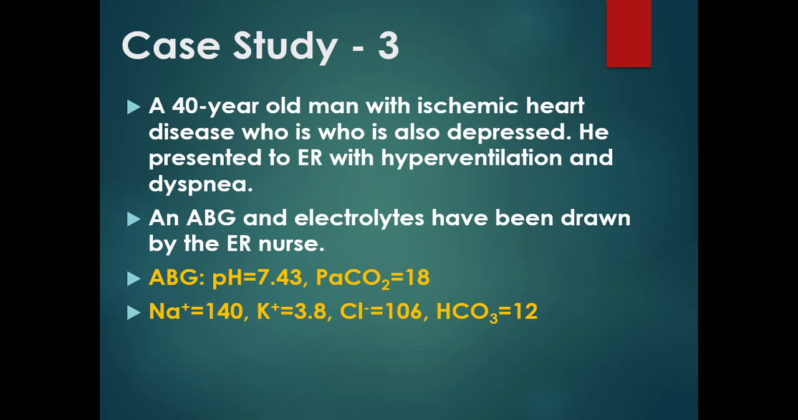Case study number 3. This is a 40-year-old man with ischemic heart disease and depression who presented in the emergency room with hyperventilation and dyspnea. His ABG and electrolytes have been drawn by the nurse and show a pH of 7.38, that's a mistake, and a PCO2 of 18. So if you look at this ABG, 7.38, it's on the acidosis side, but at the same time the PCO2 is low, so the PCO2 does not explain this pH.